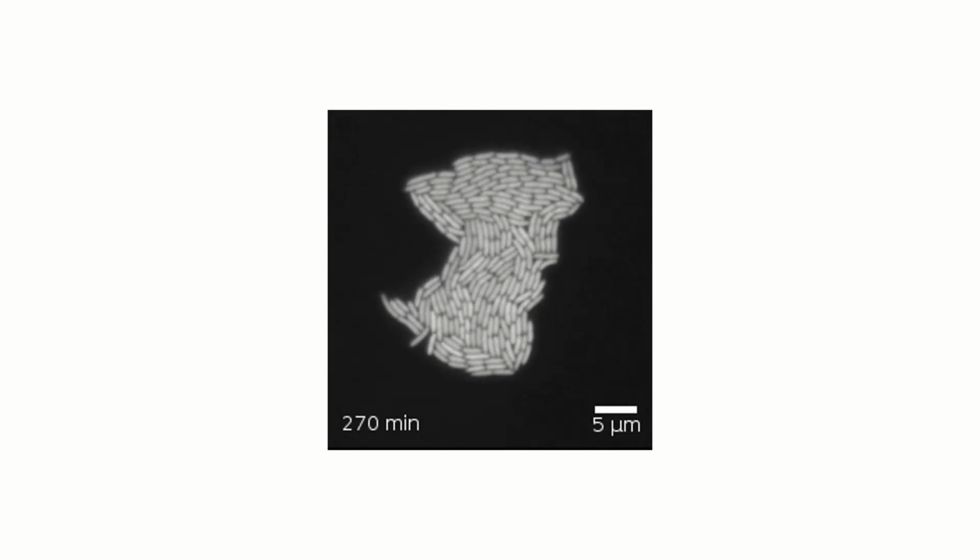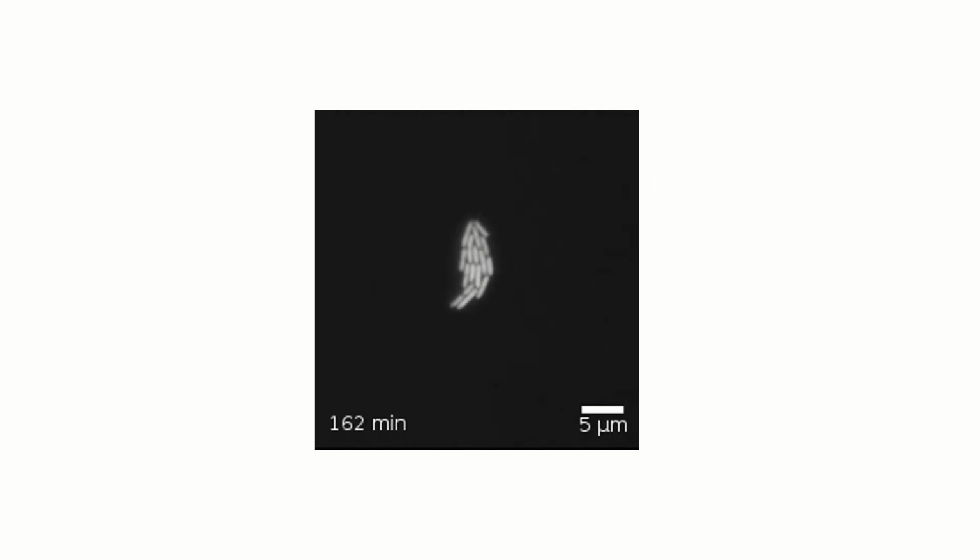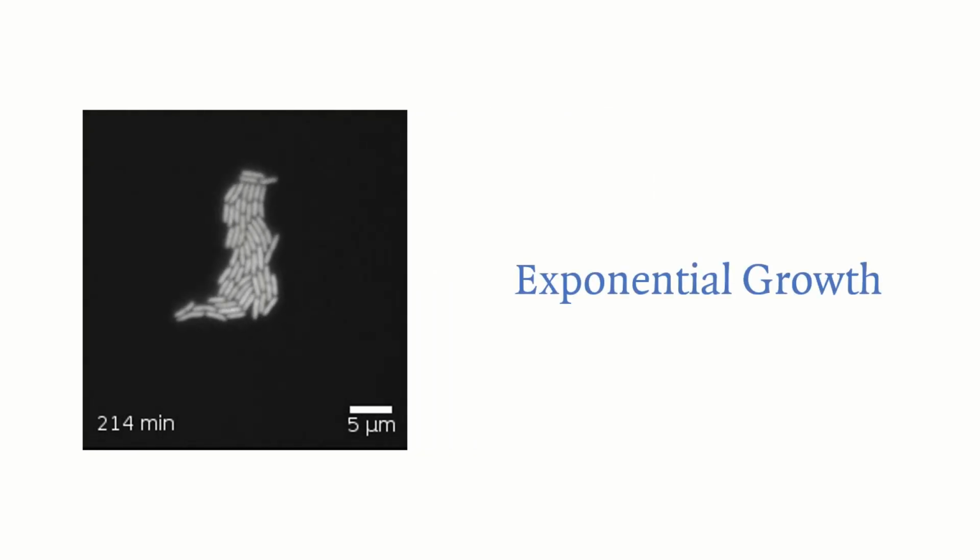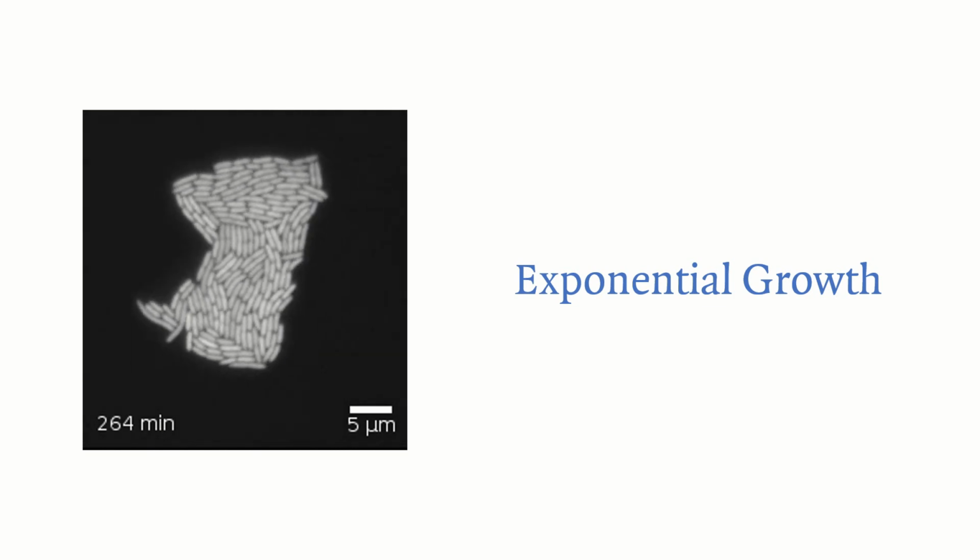Yeah, scary. Now, this is the growth of a colony of E. coli. As you see, the beginning is very slow, but then it rapidly increases in speed to a point where it covers the entire picture. Now, this is called exponential growth. And the textbook examples of an exponential growth in nature are bacterial growth and viral spread.